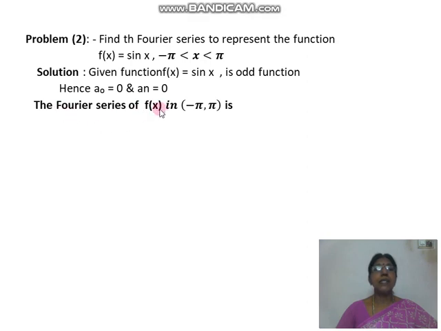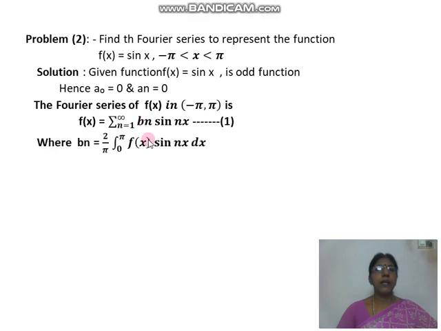So, the Fourier series of f of x in minus pi to pi is f of x is equal to sigma n is equal to 1 to infinity bn sin nx only. That means we need only the bn value, where bn is equal to 2 by pi integral 0 to pi f of x sin nx. This is like the previous problem. First problem లాగే ఉంది. అక్కడైతే x ఇచ్చారు, ఇక్కడైతే sin x ఇచ్చారు. ఫంక్షన్ అంతే తేడా. Now you substitute sin x in place of f of x. This is 2 by pi integral 0 to pi sin x sin nx dx.